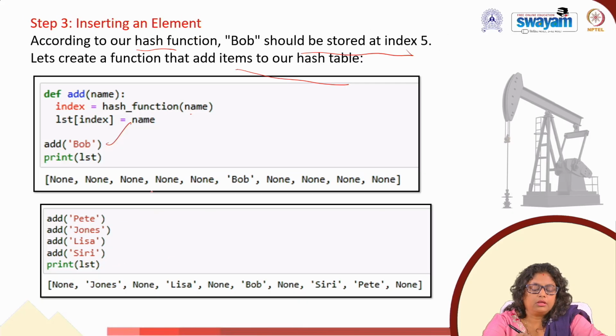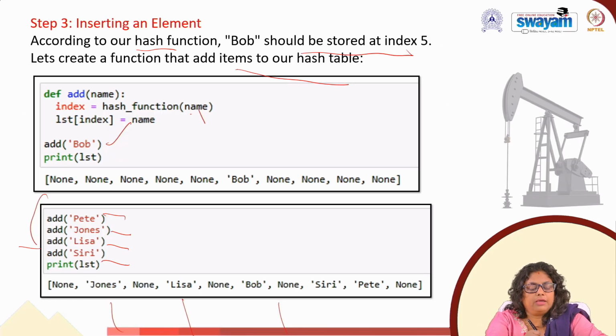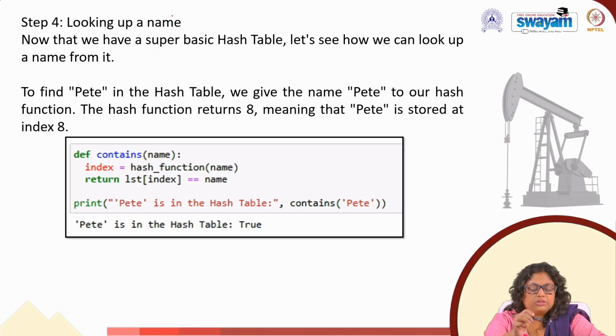Okay, now name we are passing it here, and then lst index equal to name. So now I will call that add function and I will add a different value, so it will go to a different position. Okay, now moving on. So we have created it and inserted an element. So it has gone to the respective position.